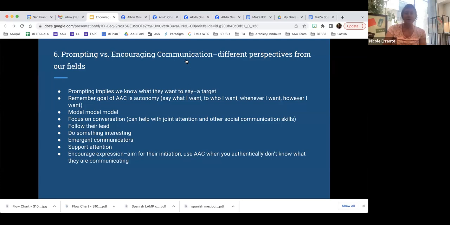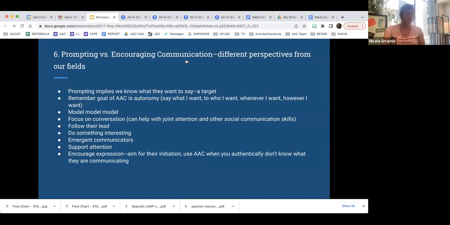Talk about the kids sitting at the table. Oh, look, maybe they're really social kids. There's Nicole. Oh, Nicole has apple juice. So to focus on that kind of conversation is not prompting them to say anything. But if they want to say that, they might.